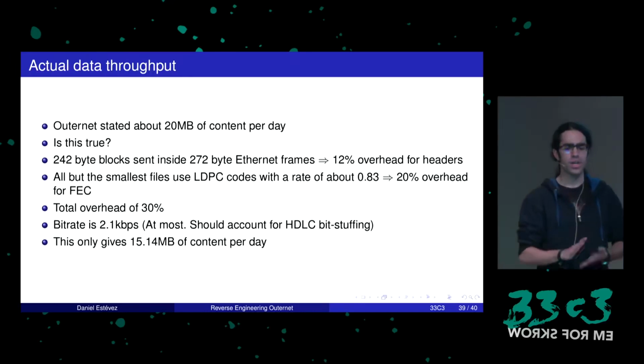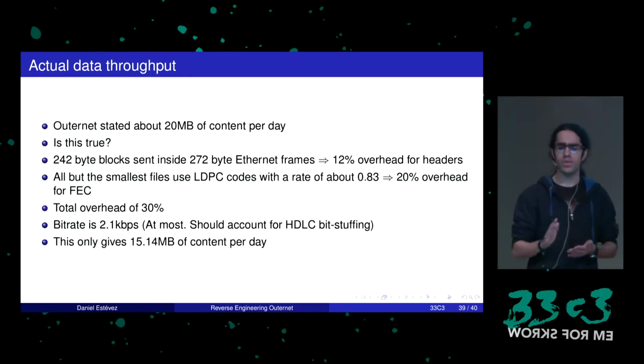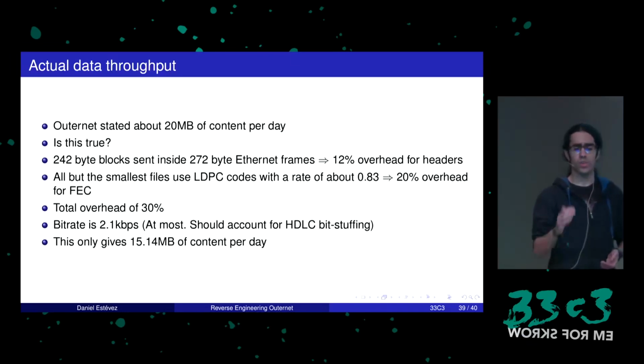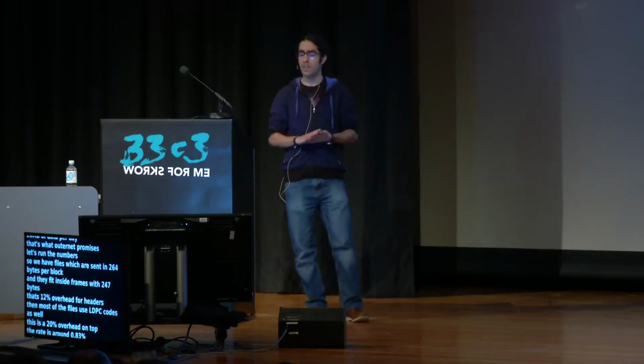Then most of the files use LDPC codes as well. The rate is around 0.83, so this is a 20% overhead on top of the 12% overhead. That works out to a total overhead of 30%. And the bit rate is only 2.1 kilobits per second. And that's at most. You would have to factor in the bit stuffing done by HDLC. So when you work out how much information per day you have, it's only 15 megabytes per day, with the convention that 1 megabyte is 1024 kilobytes and so on. If you use the 1000 convention, you would get, I don't know, 16 megabytes, but nothing near the 20 megabytes we were promised. So thank you very much.